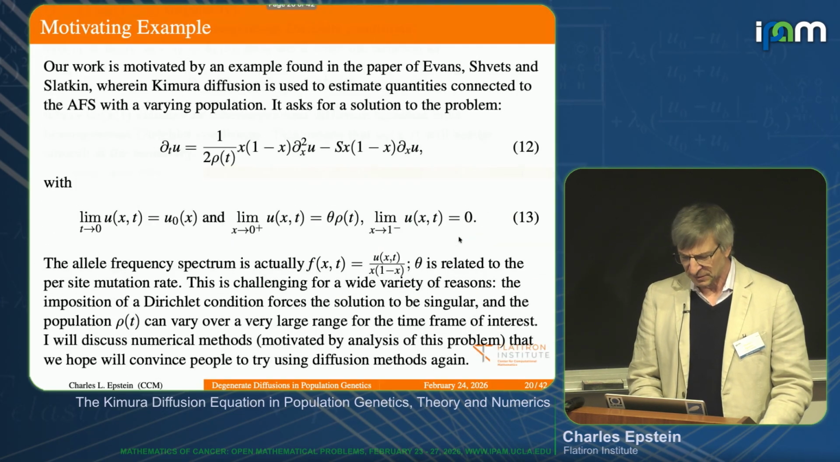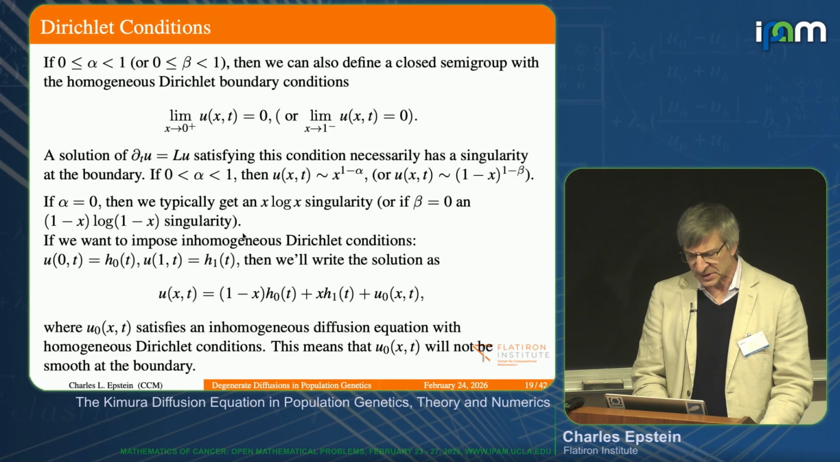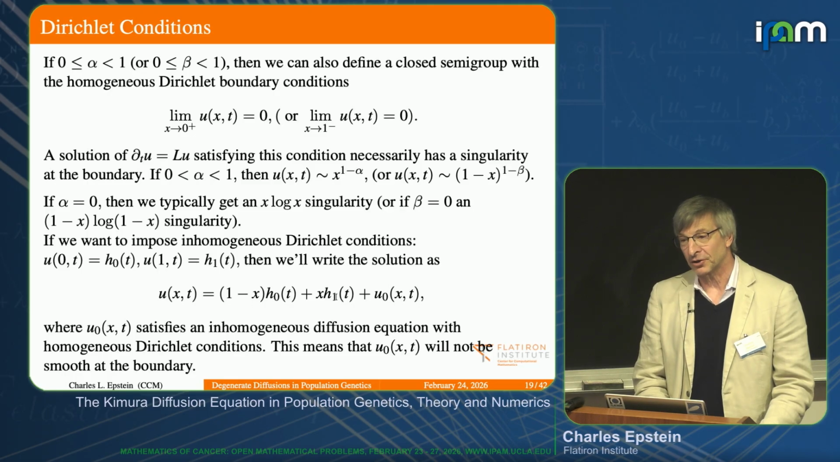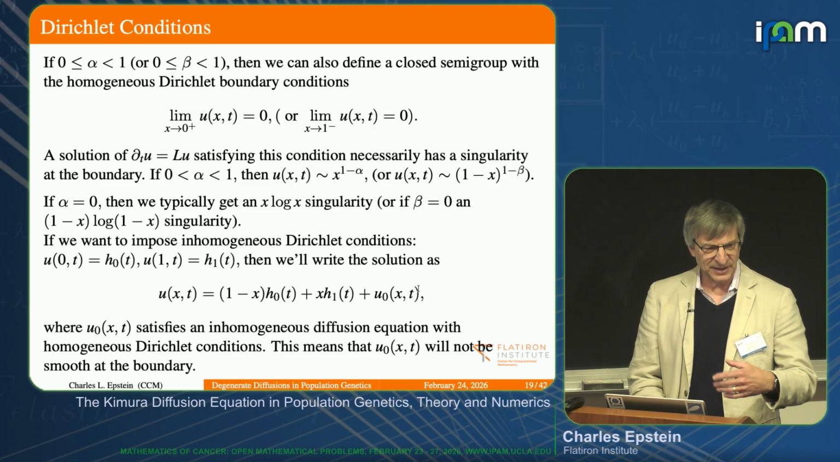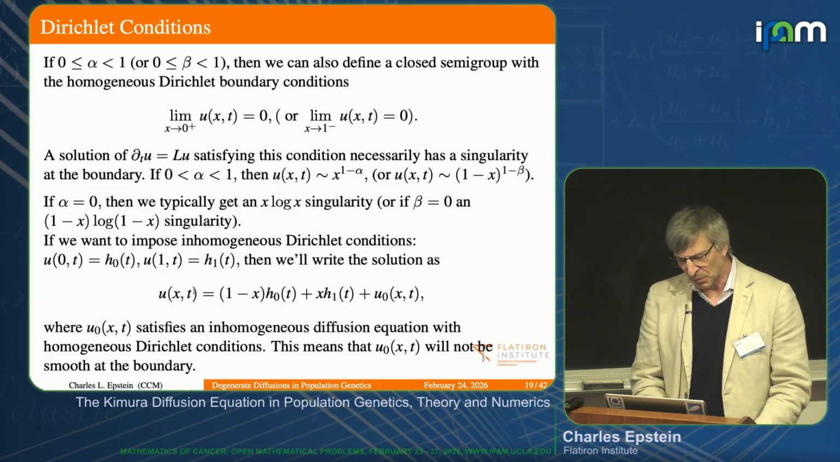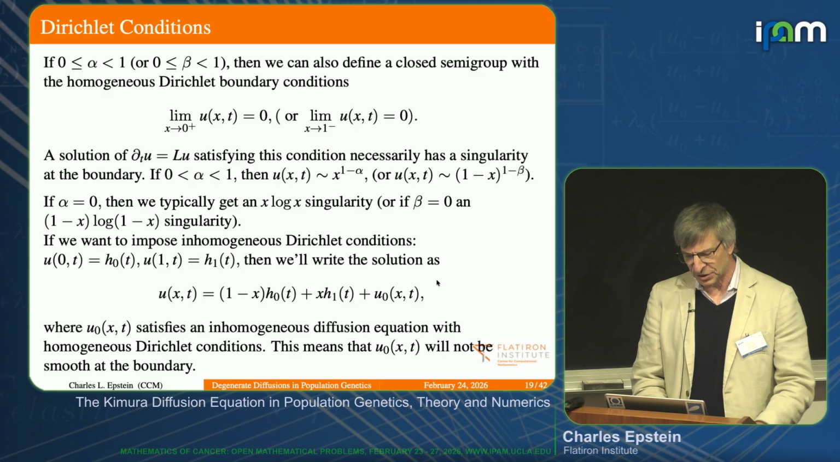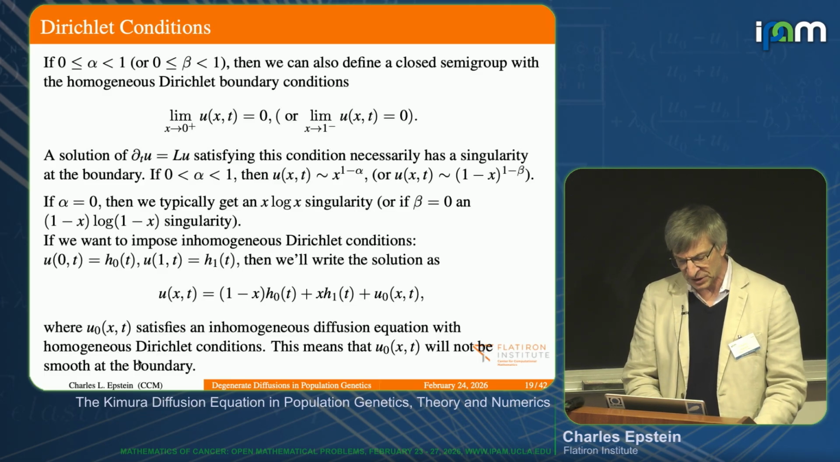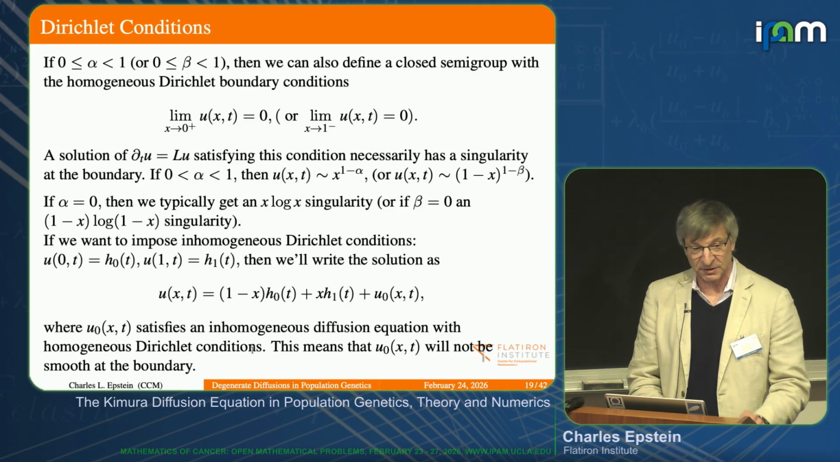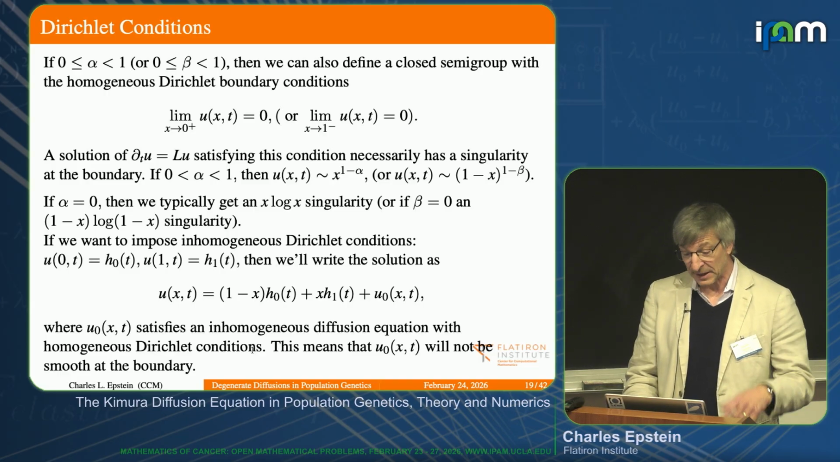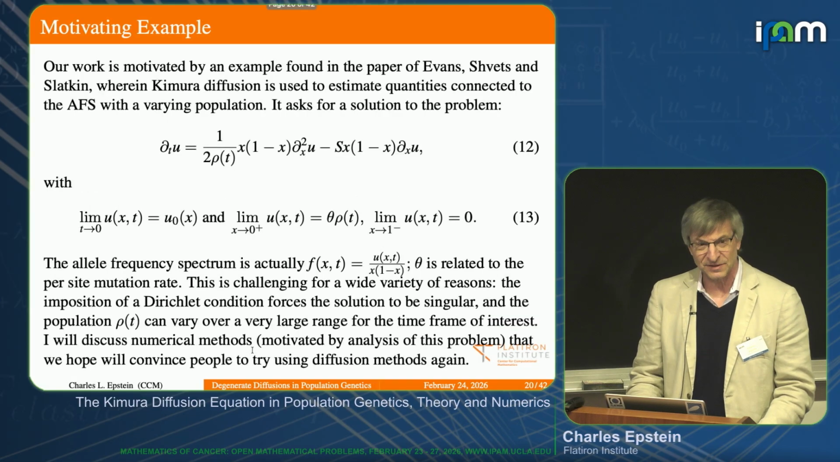Okay, so if we want to impose an inhomogeneous Dirichlet condition, that is, we want to set u of 0 and t equal to something, and u of 1 and t equal to something, what we would do is we'd write the solution like that. We'd put in this linear term. The linear term is annihilated by the drift term, the second order term. And what happens is then u0 becomes a solution with homogeneous Dirichlet conditions, which means that u0 is going to be singular. Okay, and for the problem that we're most interested in, you have to do this.